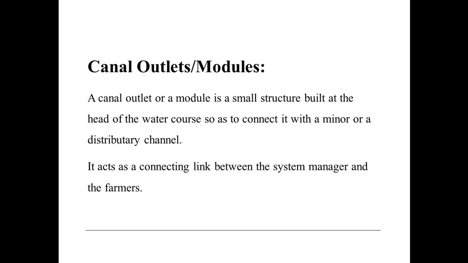So, what is a canal module or canal outlet? A canal outlet or module is a small structure built across the head of the water course so as to connect it with a minor or a distributary channel. And it acts as a connecting link between the system manager and the farmers.